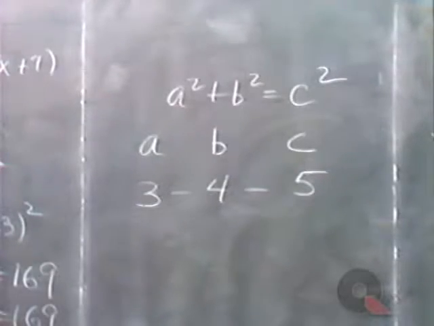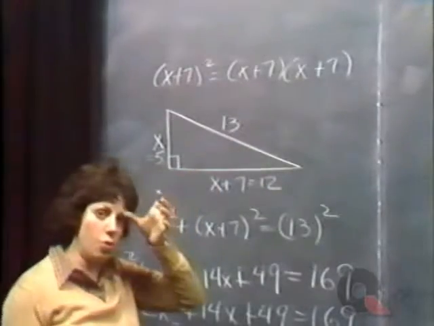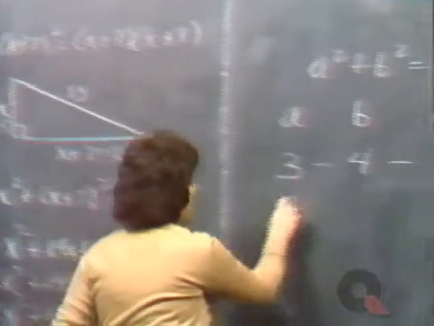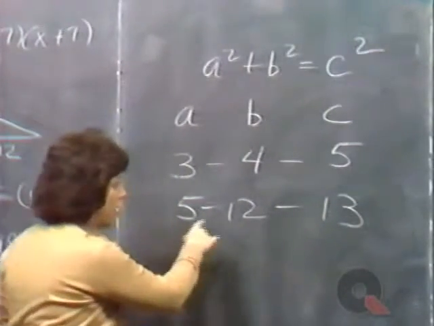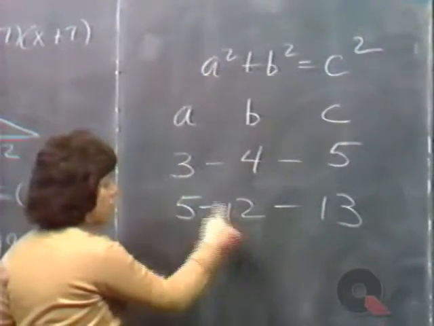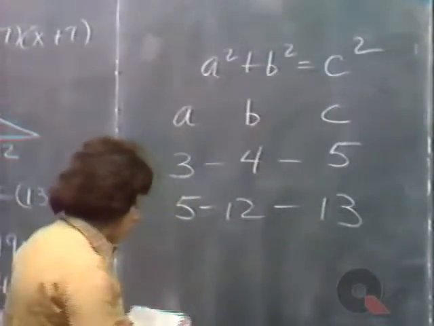Another Pythagorean triple is the one that we just discovered over here. We worked out this one. 5, 12, 13 works. Okay. 5 squared, that's 25, plus 12 squared, 144, gives you 169, which is 13 squared.